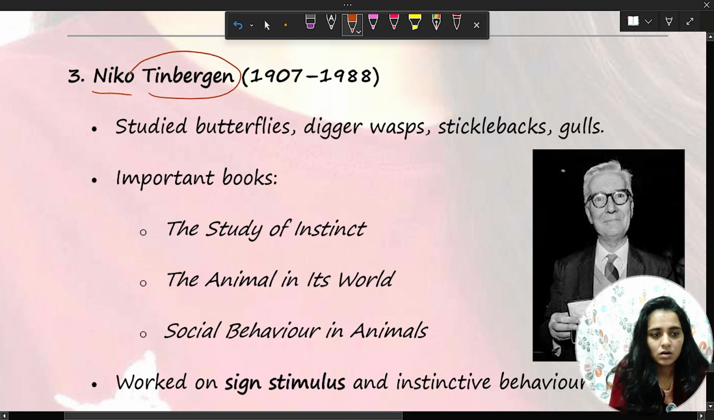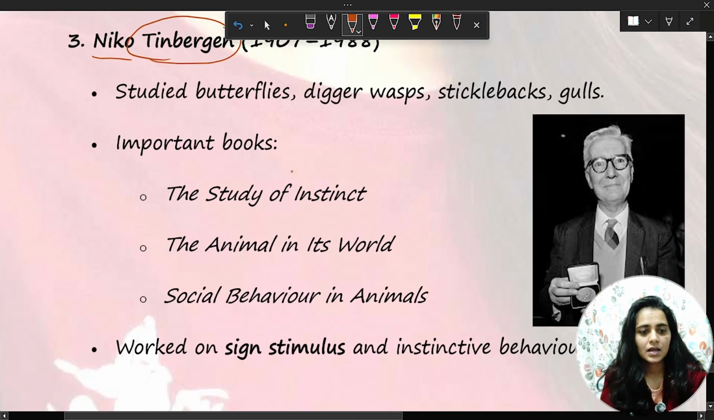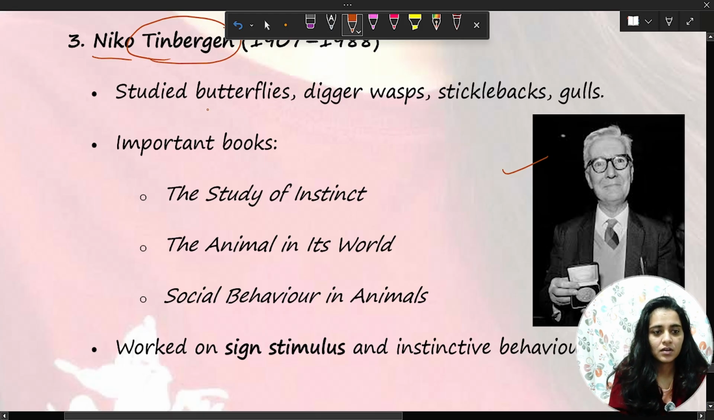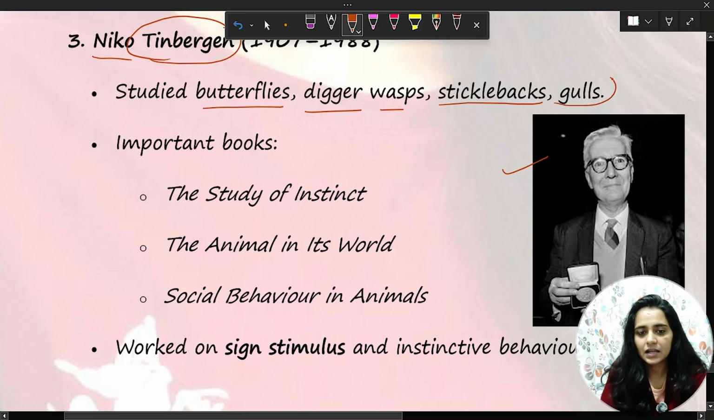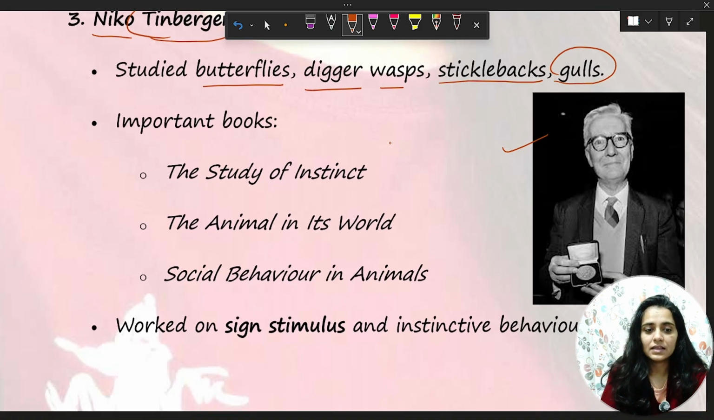Niko Tinbergen, he is also a handsome scientist, an ethologist. He has his prize, the Nobel Prize. He studied butterflies, digger wasps, sticklebacks, and gulls. We'll see what they studied on these animals.